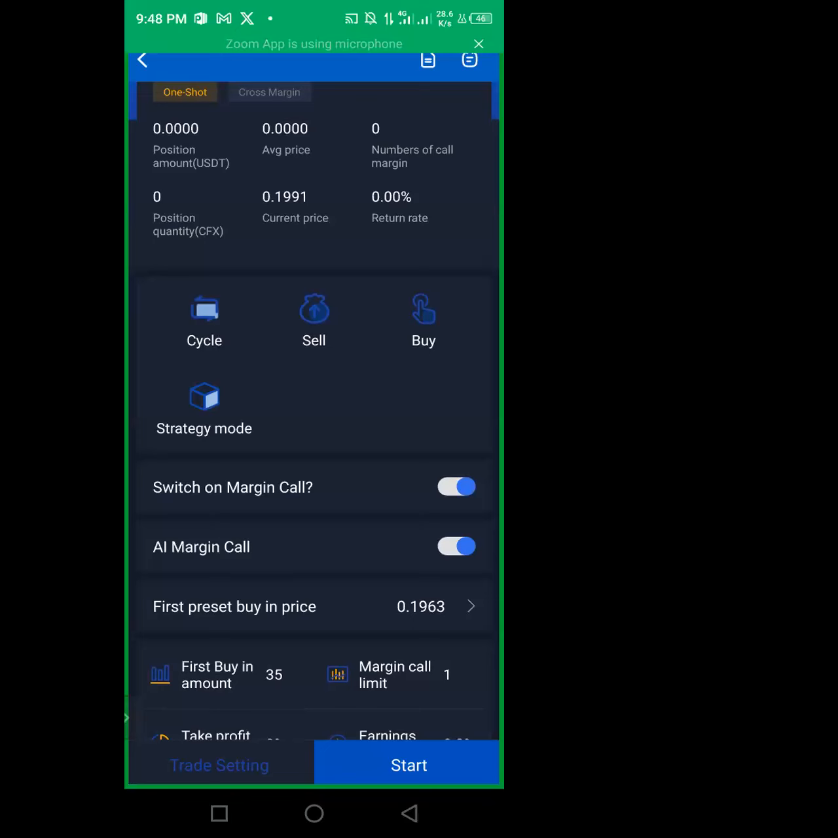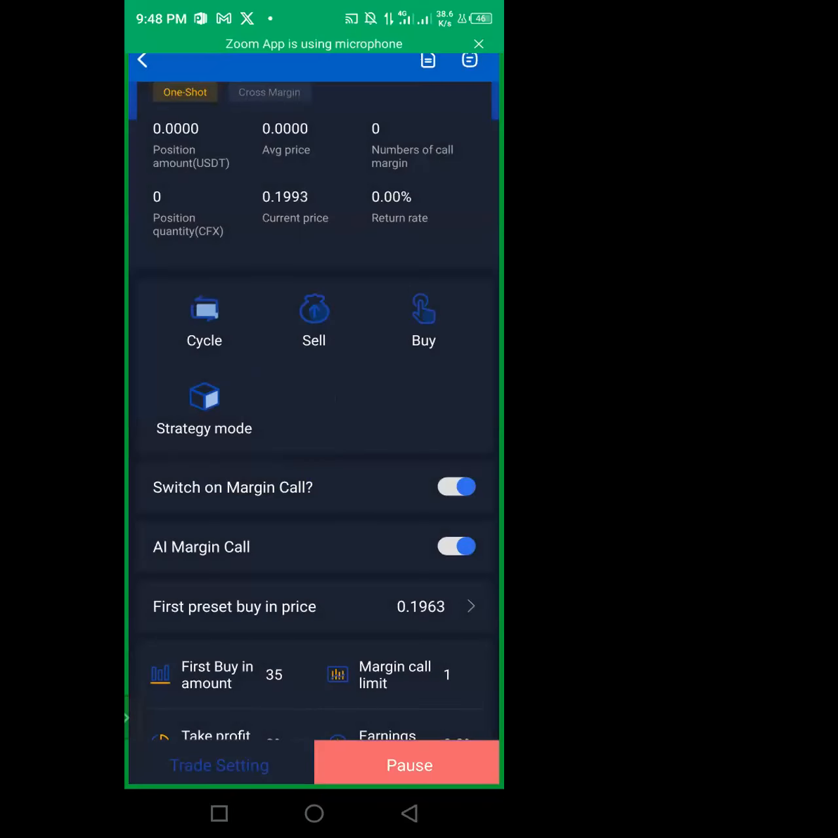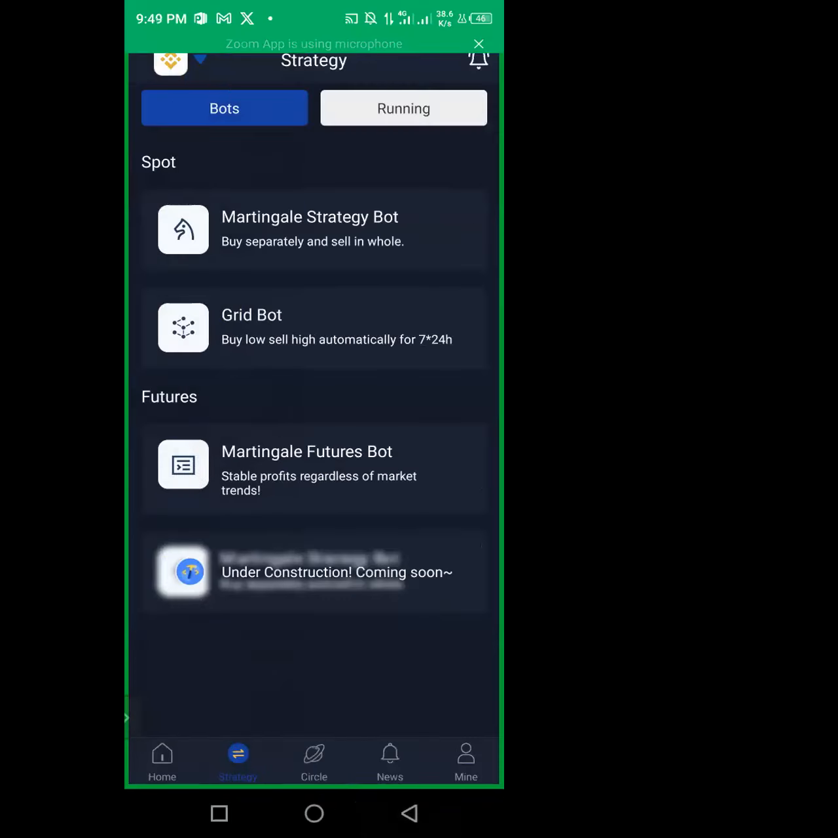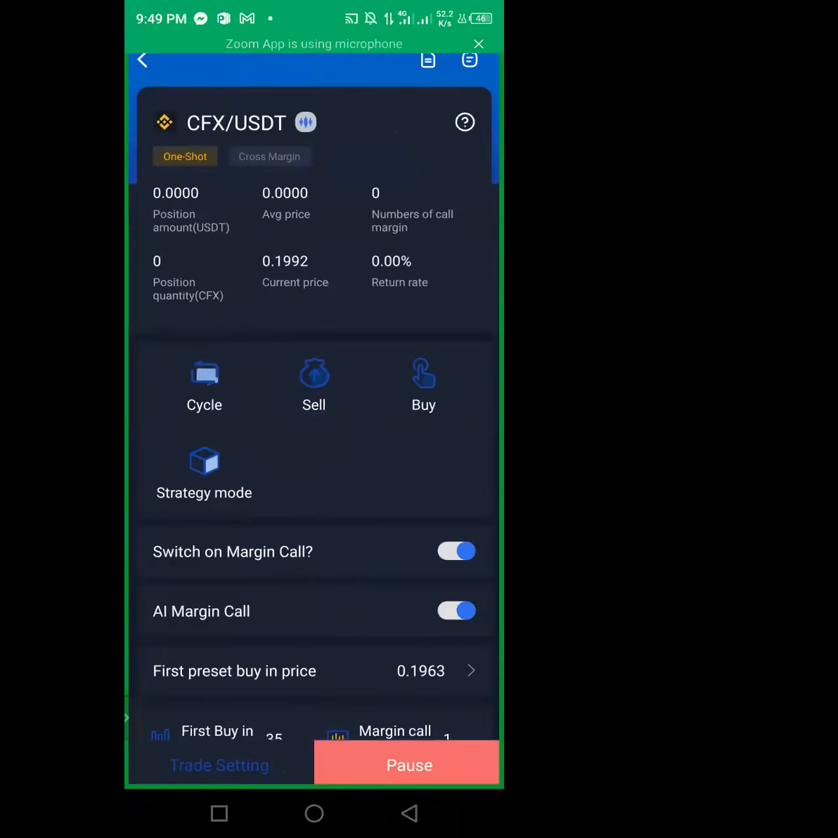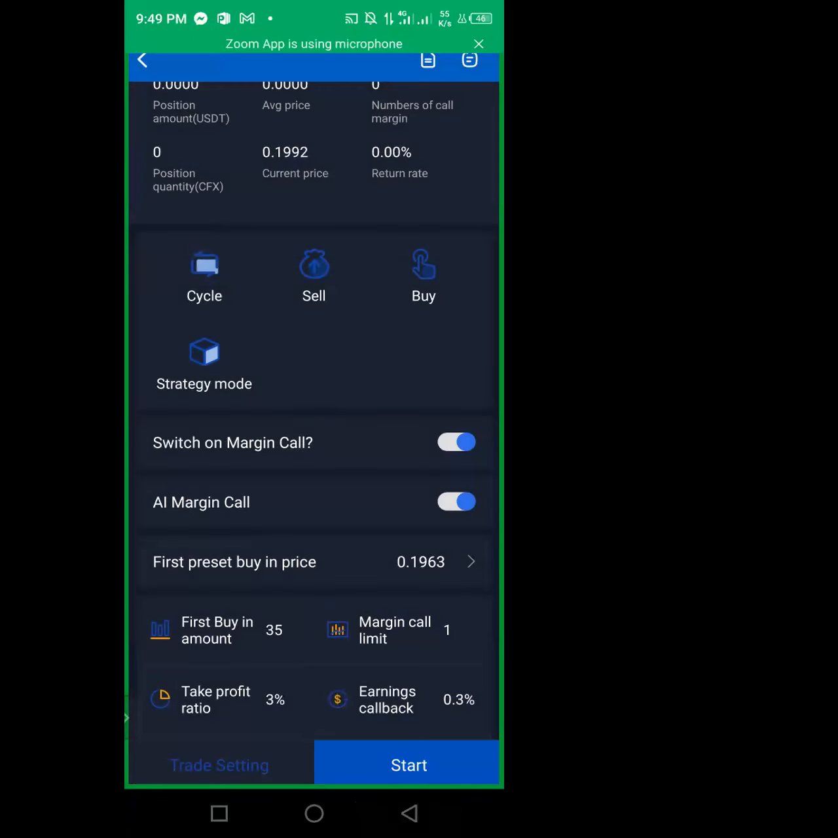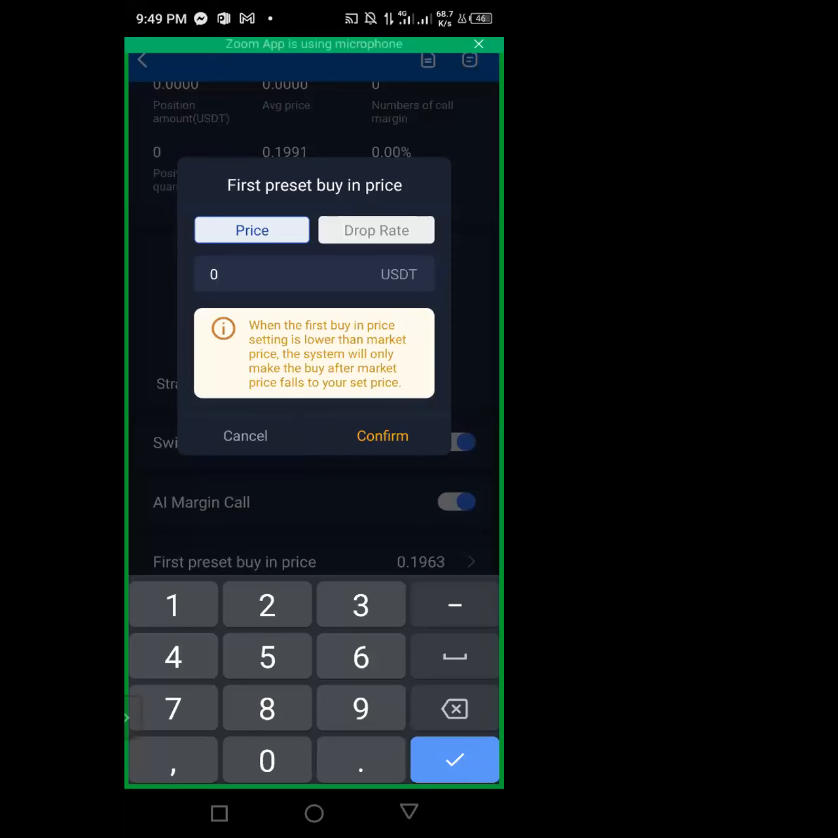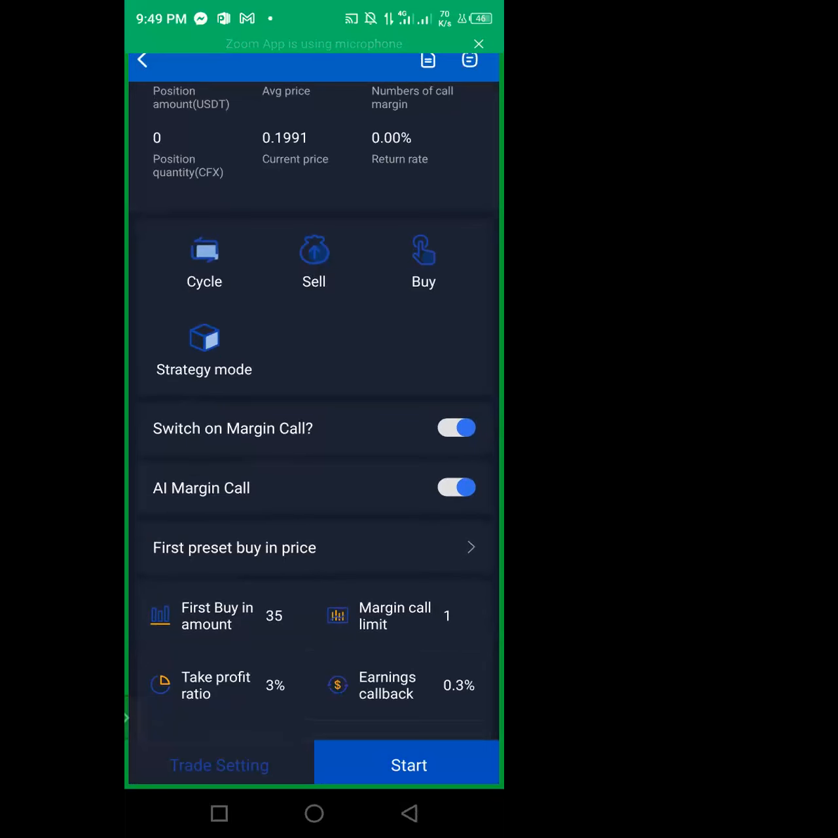click start. If you click start here now, you click on create, you will see that the trade will not start. If you go to running, you see that it will not start. Look at it. It will be showing you like this, CFS. It will not start. So that is all for the first preset buy-in price. Then if you want to cancel it, you still click on it and put 0. Then you click confirm. So it has cancelled. That is how to set and that is how to cancel.